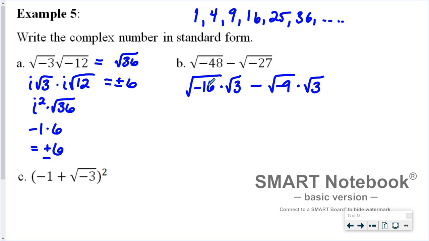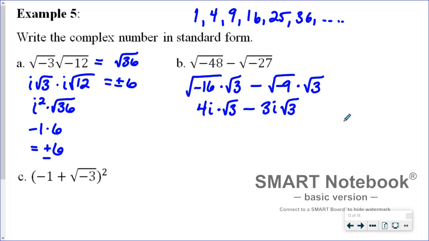All right. Now, what's the square root of 16? 4. So what's the square root of negative 16? 4i. All right. So this is 4i times the square root of 3. All right. What's the square root of negative 9 here? 3i. All right. And then, of course, we have the square root of 3.